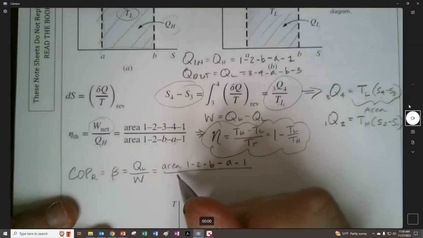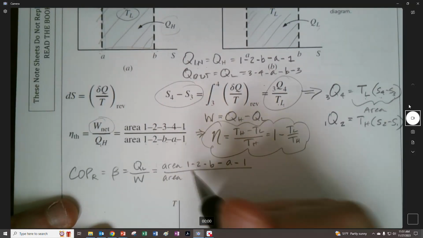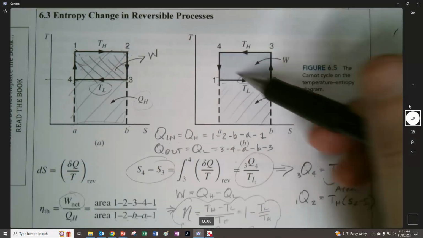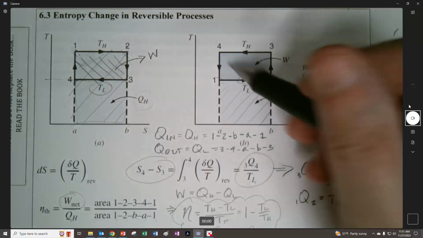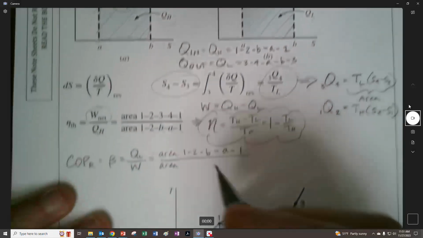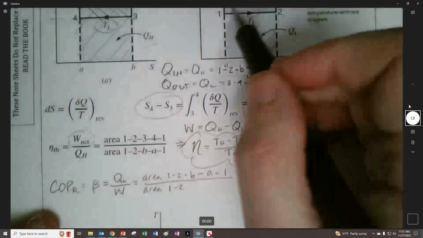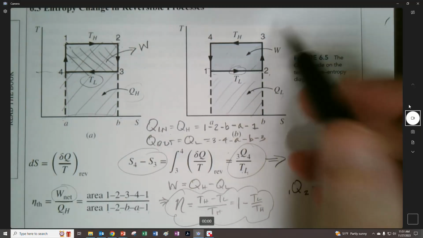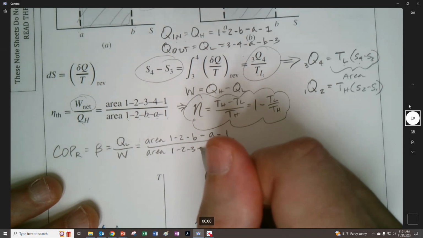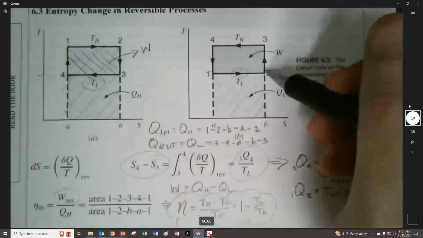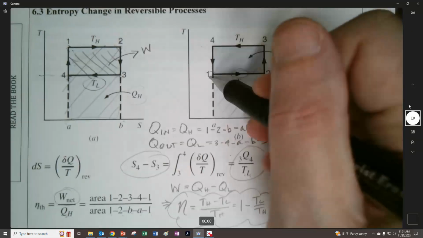And by the work, which is going to be the area that we put into this thing, which is the stuff inside here. So inside the little blue section, there's a blue tint to it. So that's going to be 1 to 2, but then 2 to 3, and then 3 to 4, and then 4 to 1.